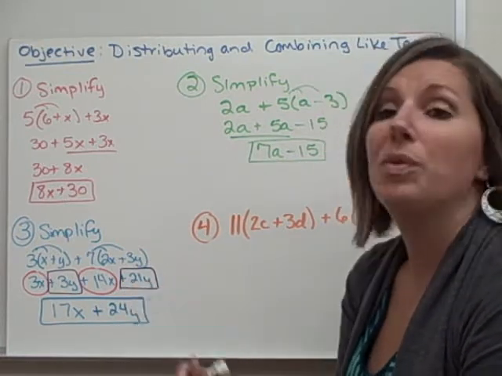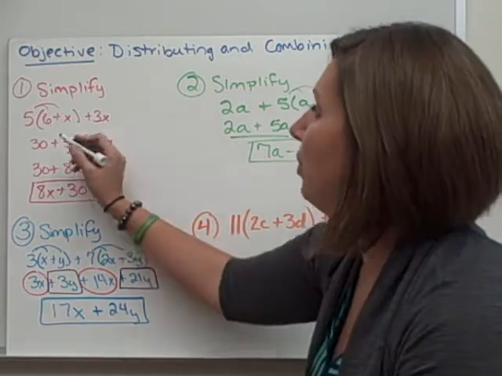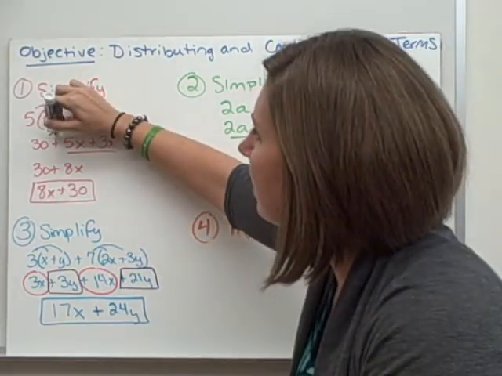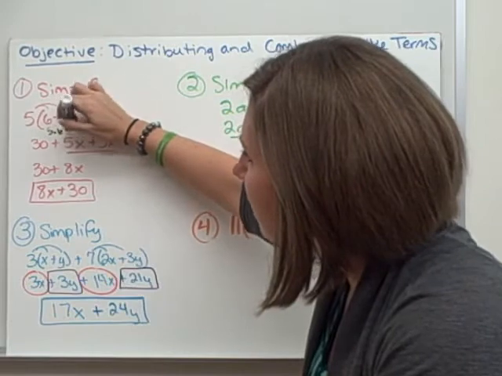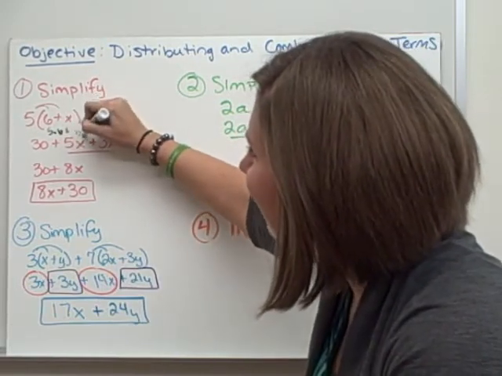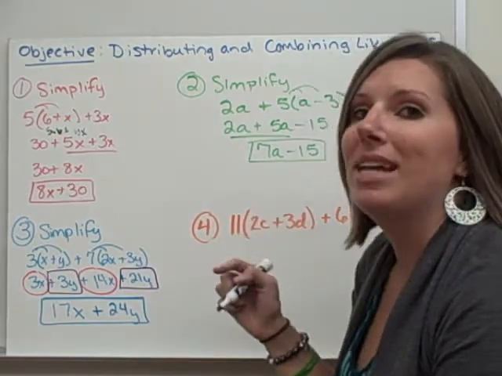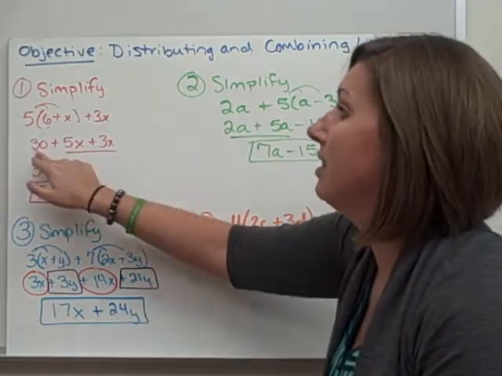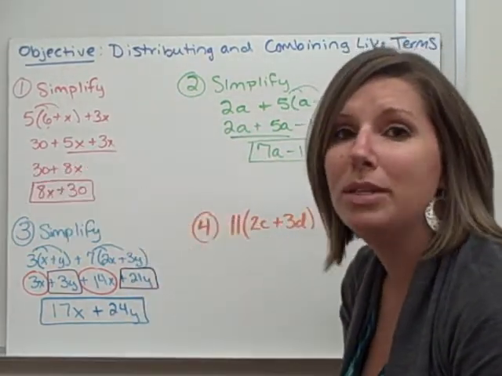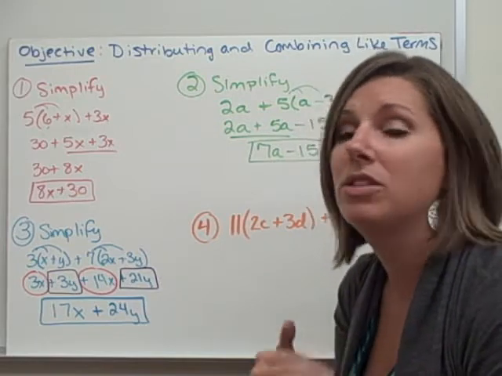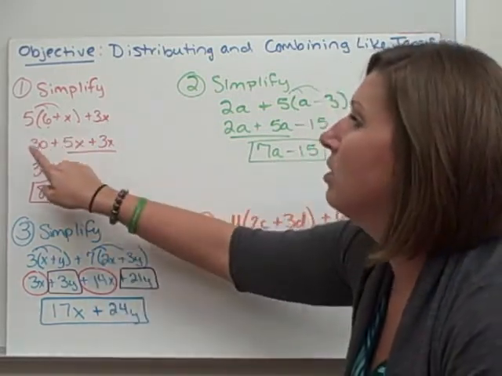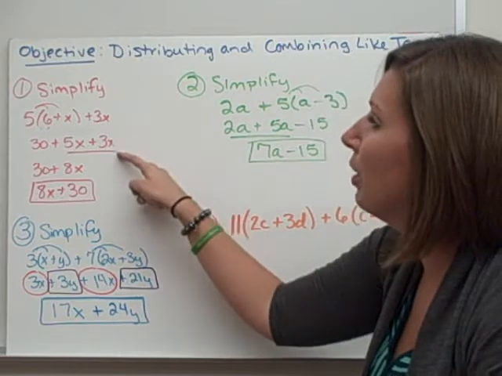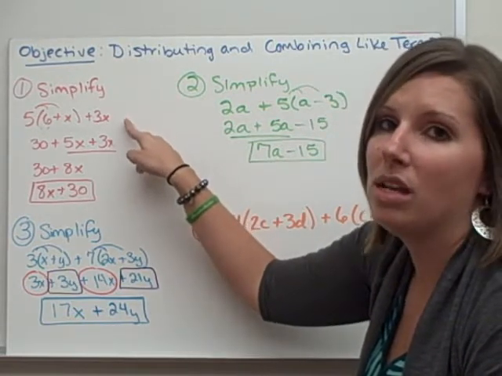So in the past, we've written out each small step. I would write 5 times 6 plus 5 times x. But I'm skipping that step. I already know that 5 times 6 is 30. I don't have to write those small in-between steps anymore because I've got my multiplication skills down. So I've got 5 times 6 is 30. 5 times x is 5x. So that's where those two terms come from. And then I'm just bringing down this plus 3x.